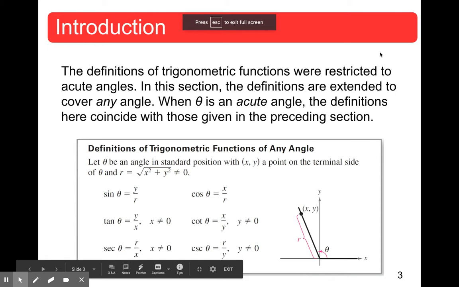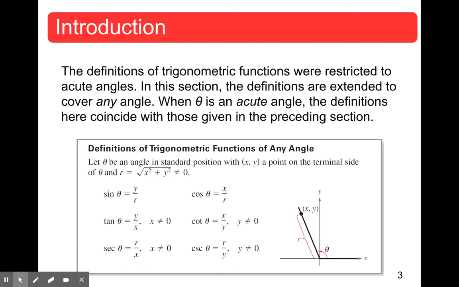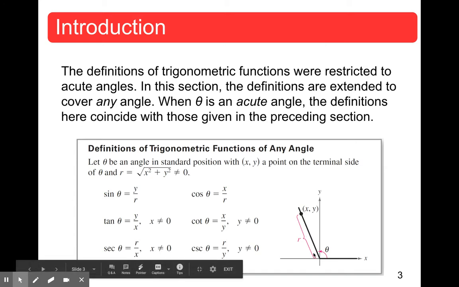Let me make this a little bigger for you. Okay. So the definitions of trig functions were restricted when we used acute angles. We were able just to say, okay, here's a right triangle, here's x, y, and the hypotenuse. Now when we do it, we call the hypotenuse r because now we're over here in quadrant 2. The hypotenuse will be this diagonal, then your y will be the side coming down, and your x will be along the x-axis here.